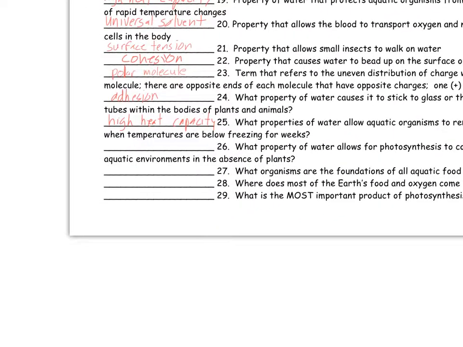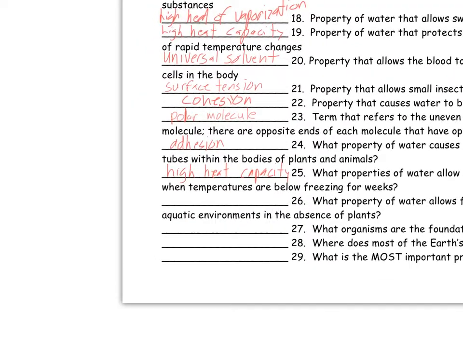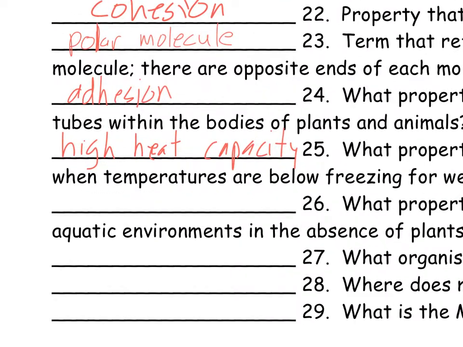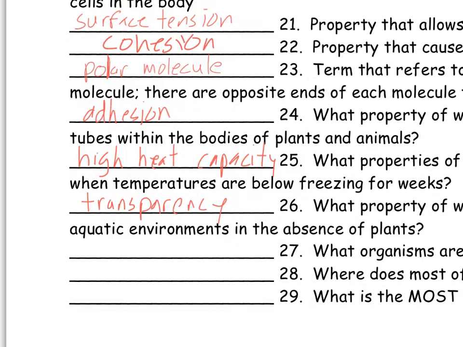26. What property of water allows for photosynthesis to occur even in aquatic environments, even in the absence of plants? Transparency. So what that means is sunlight is able to penetrate water, and photosynthesis is still able to occur underwater.